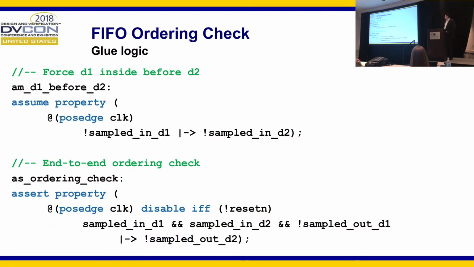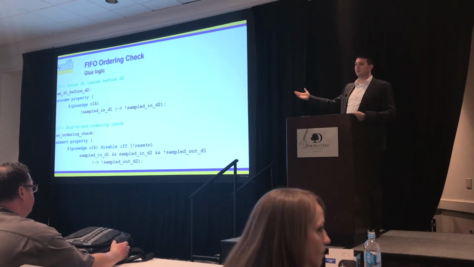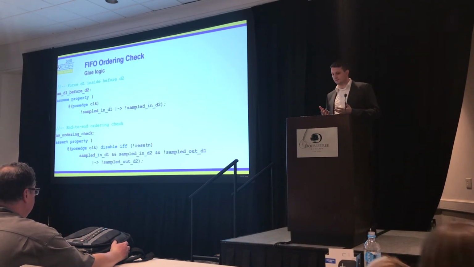It's actually very simple. I'm going to say that if data 1 wasn't sampled in, data 2 wasn't sampled in as well. That's my assumption. And then my ordering check is going to say that if I have sampled data 1 and data 2, and data 1 is not out yet, data 2 isn't out as well. So this just makes sure that they enter and exit the FIFO in the same order. And the data value, since it's formal, can be arbitrary, right? So the tool will take care of all the possible values.